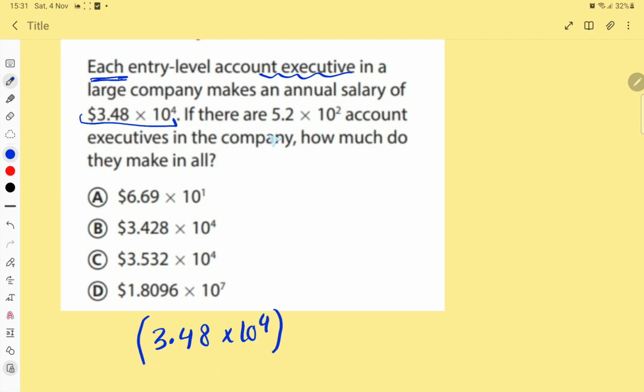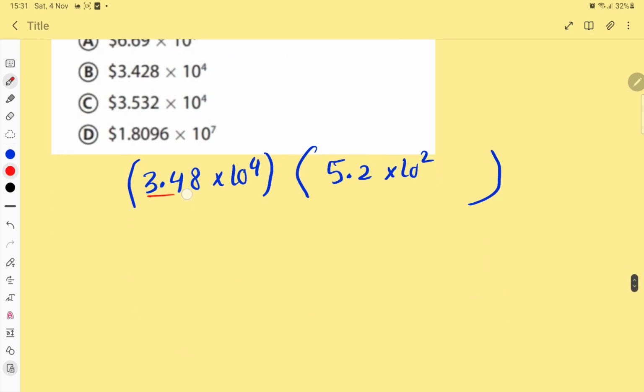And how many people are there? How many account executives are there? There are 5.2 times 10 power 2 account executives in the company. He is asking how much do they make in all. So we multiply each salary by the number of people to know how much do they all make. So the number of people is 5.2 times 10 power 2. So let's multiply. 3.48 times 5.2.